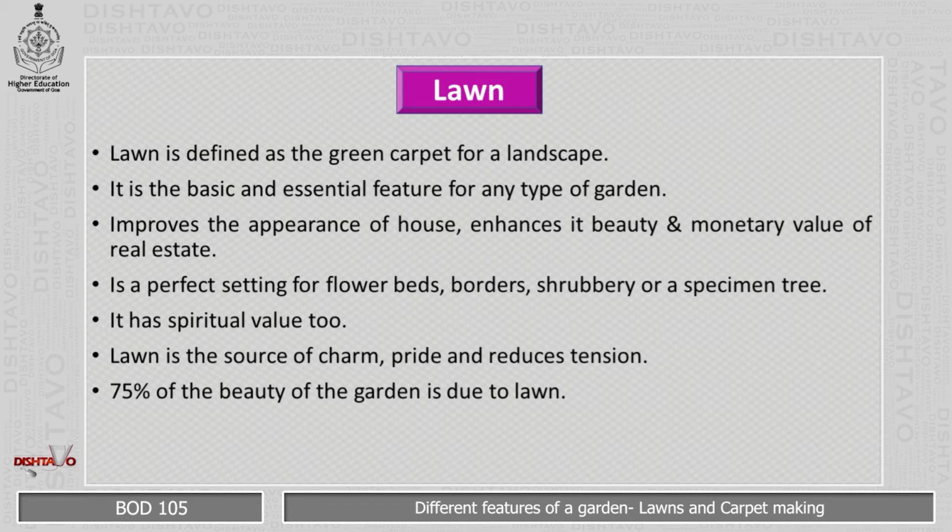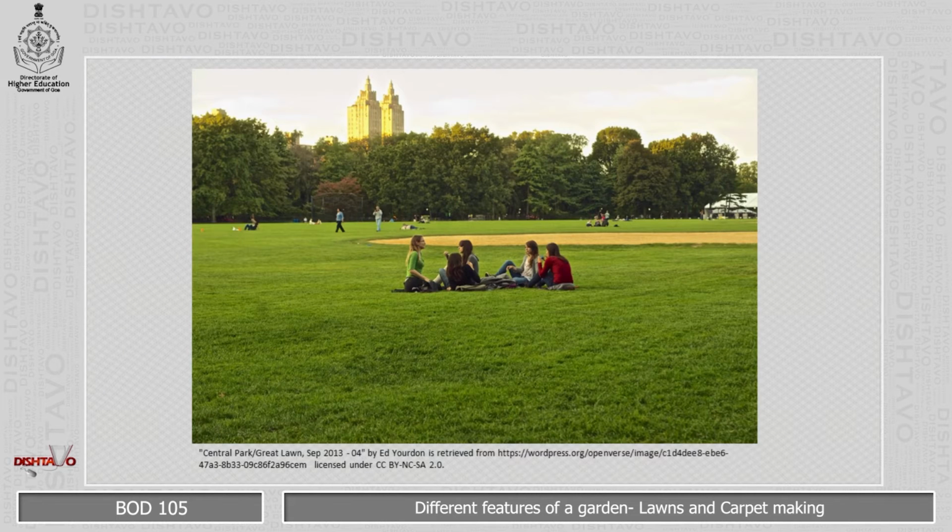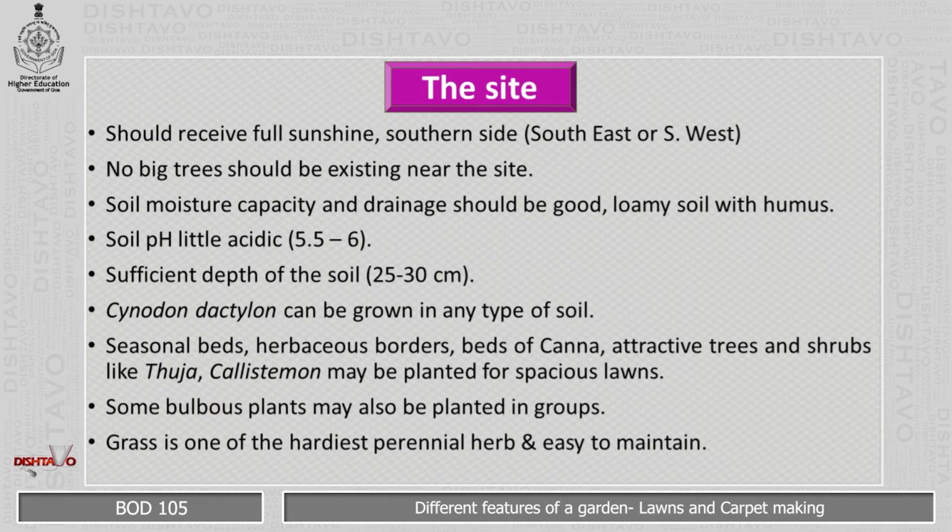Lawn is the source of charm, pride and reduces tension. 75% of the beauty of the garden is due to the lawn. This is an image of a lawn where you can see the people are relaxing.